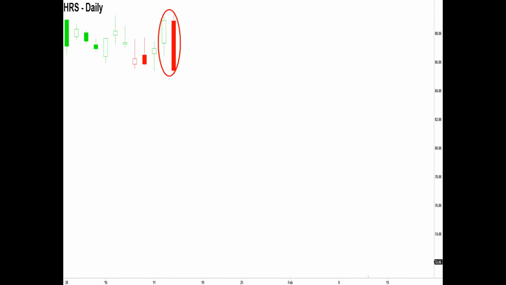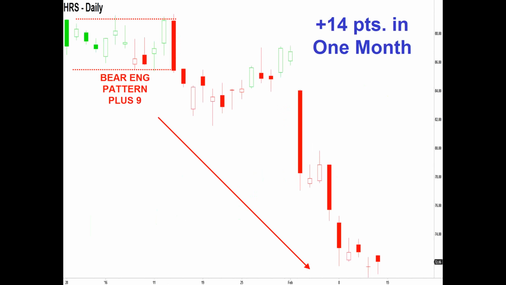So let's add the pet D. And the pet D, as one of our techniques, is saying it's okay to sell this because bar number 2 is colored red. But we also want to add that first technique, the +1, and we see that this is a bearish engulfing pattern +9. We not only engulf the previous bar, but 9 more bars. So this is a high probability trade to go short because we have a lot of consistency here. And the stock dropped 14 points in 1 month.